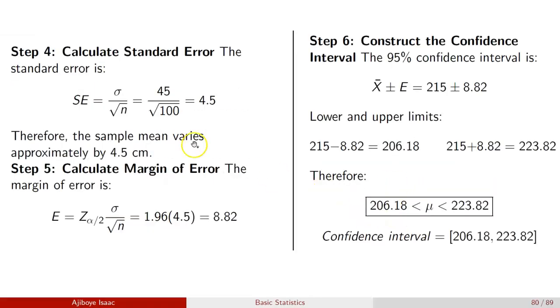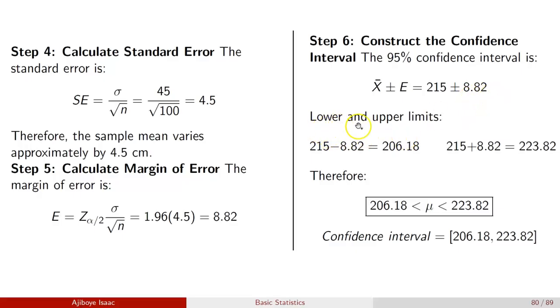If we substitute those values, we see that our standard error is 4.5, and then we can calculate our margin of error, which is the z alpha over 2 multiplied by the standard error. If we do that, we see that our error margin is 8.82. Therefore, we can now construct our confidence interval, which is equivalent to the mean of the samples plus or minus the error margin, that is 215 plus or minus 8.82. That is actually our confidence interval, 215 plus or minus 8.82.